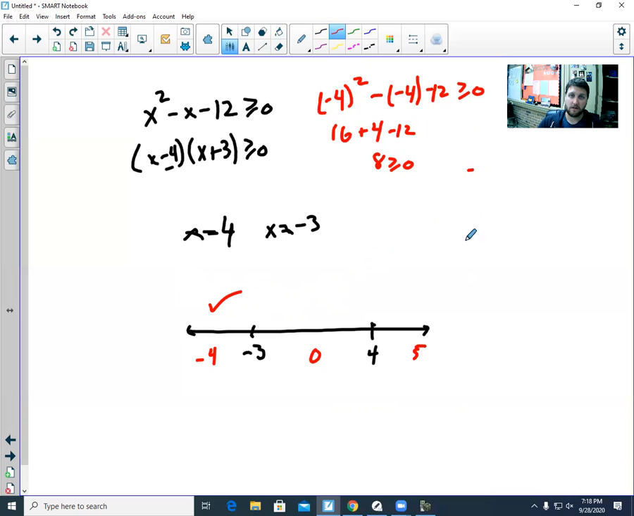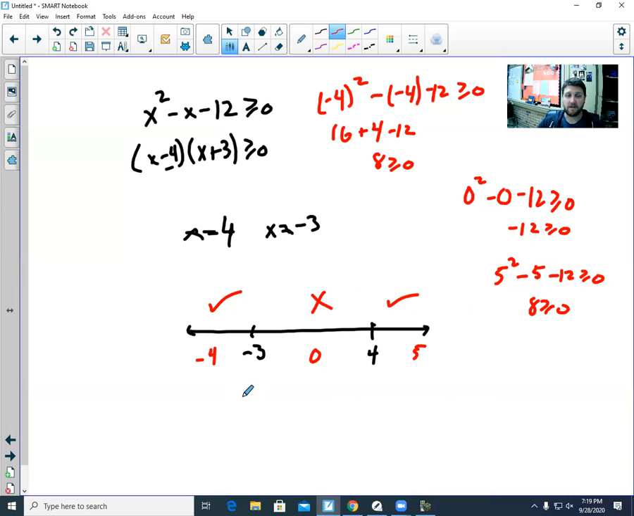Now I'm going to try the same thing with 0. So I'm going to try 0. 0 squared minus 0 minus 12 is greater than or equal to 0. So that means -12 is greater than or equal to 0. Not true. And then I can pretty much assume that this one's going to work, but I'm going to test it just in case. 5 squared minus 5 minus 12 is greater than or equal to 0. So this just means 25 minus 5 is 20, minus 12 is 8 is greater than or equal to 0. This one's going to work too.